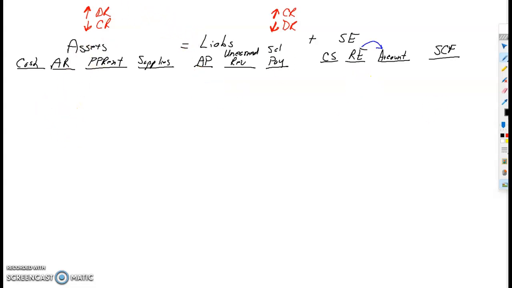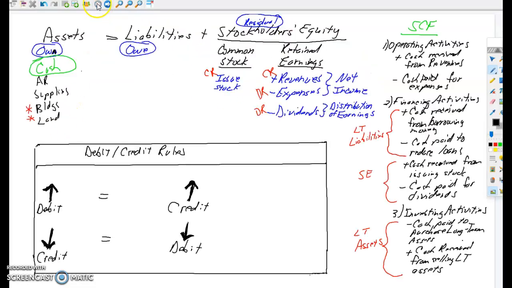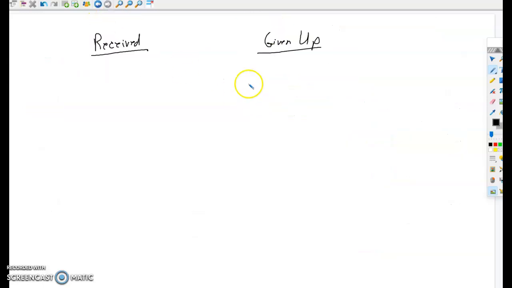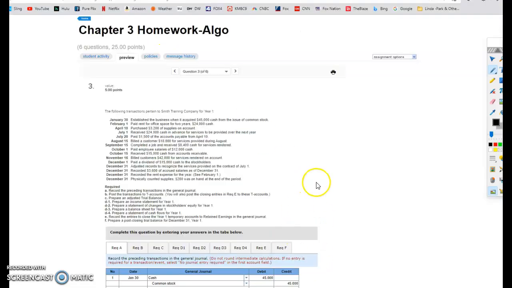The other thing as we do this is that we also from the get-go want to analyze every transaction, because a company always receives something and gives something up for it to actually be an accounting transaction, or sometimes we call it an accounting event. Okay, so here is question 3.